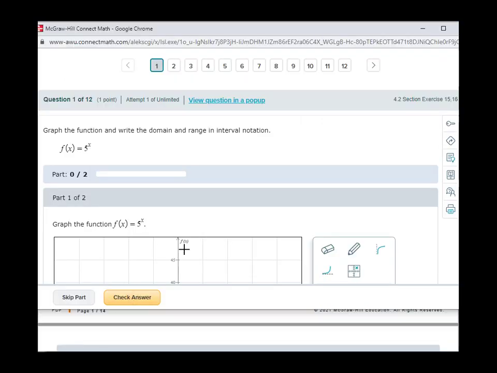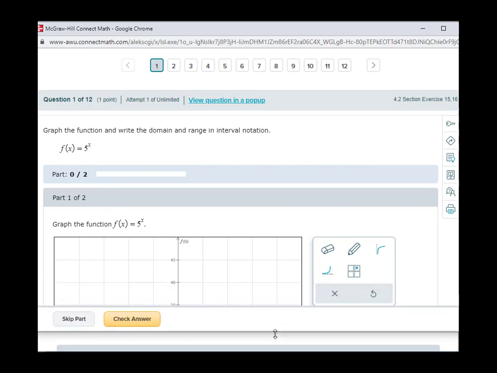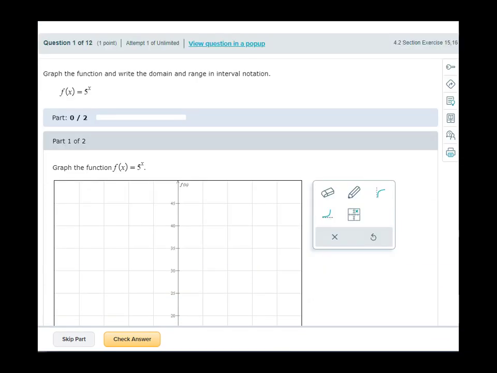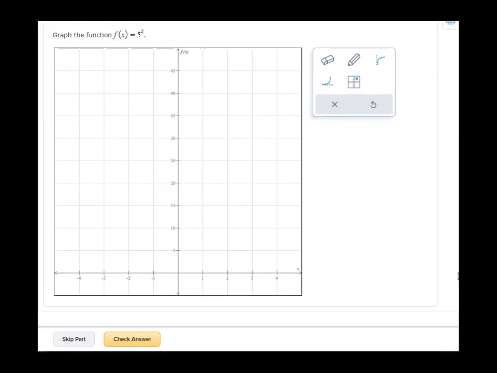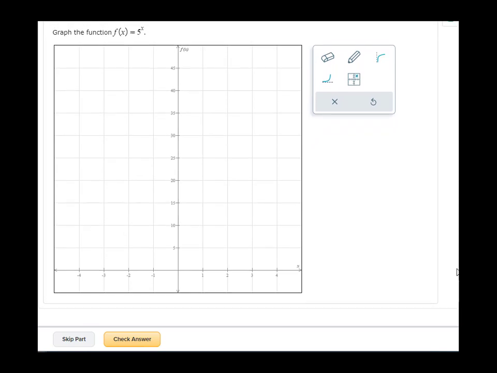Let's take a look. So I'm in Connect Math here. I'm looking at question 1 and they want me to graph 5 to the x. All right, let's open it up a little bigger here. All right, so I'm looking at this and wondering, how do I do that? Well, let's see, I've got an eraser to erase something I don't like, a pencil if I want to draw it by hand. I've got a log function. I don't have one of those. I've got an exponential. That's my tool for exponential.